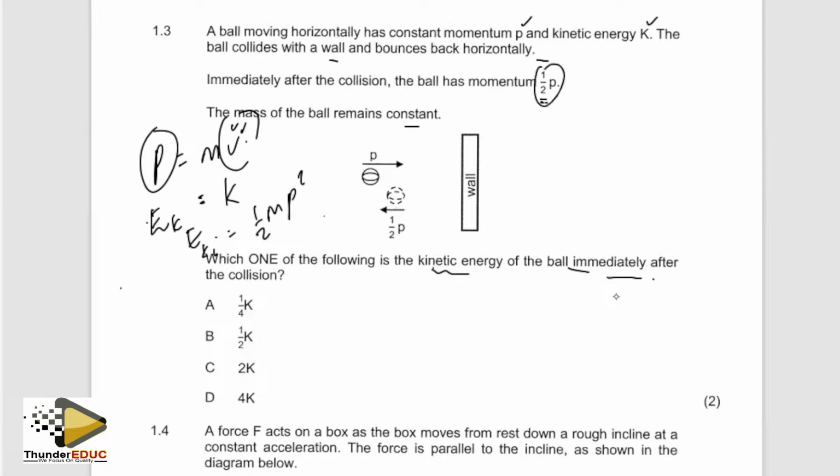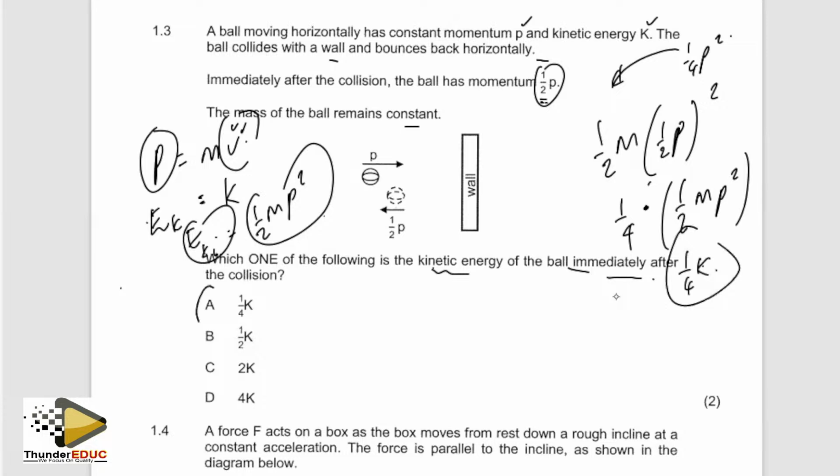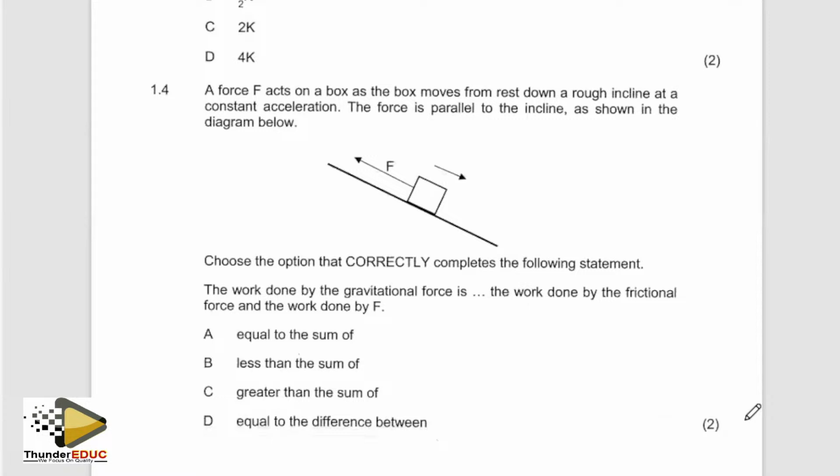Now, if the momentum is now a half, where there is p, I'll represent it with a half p, and everything is squared. So squaring that, I'll get a quarter, multiplied by a half m p squared. Take this quarter away, and then we have our original, which is K. So we're going to have a quarter of K. That is option A.